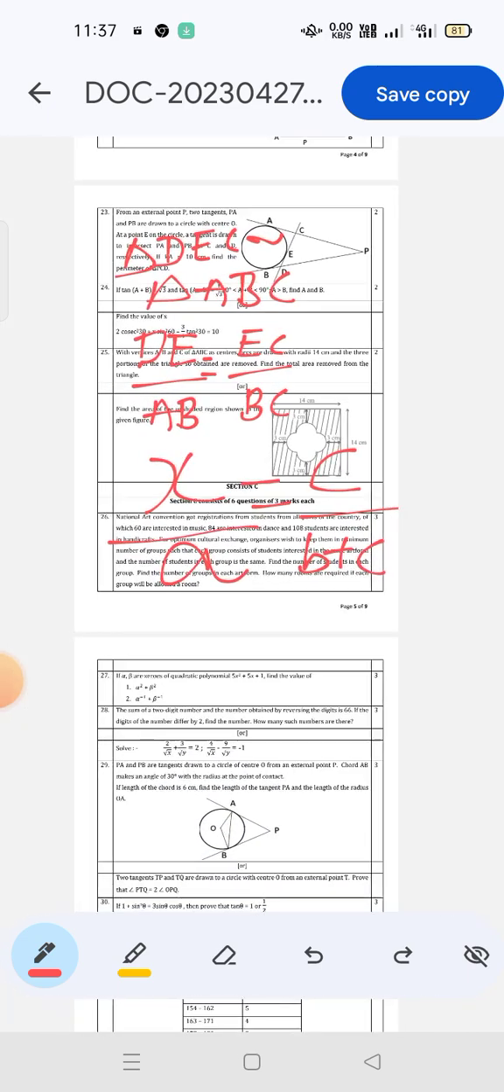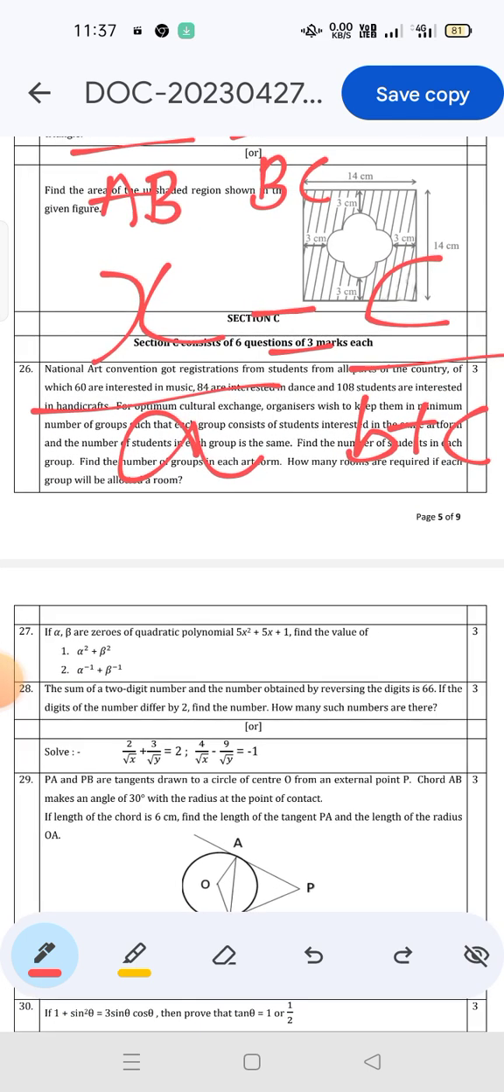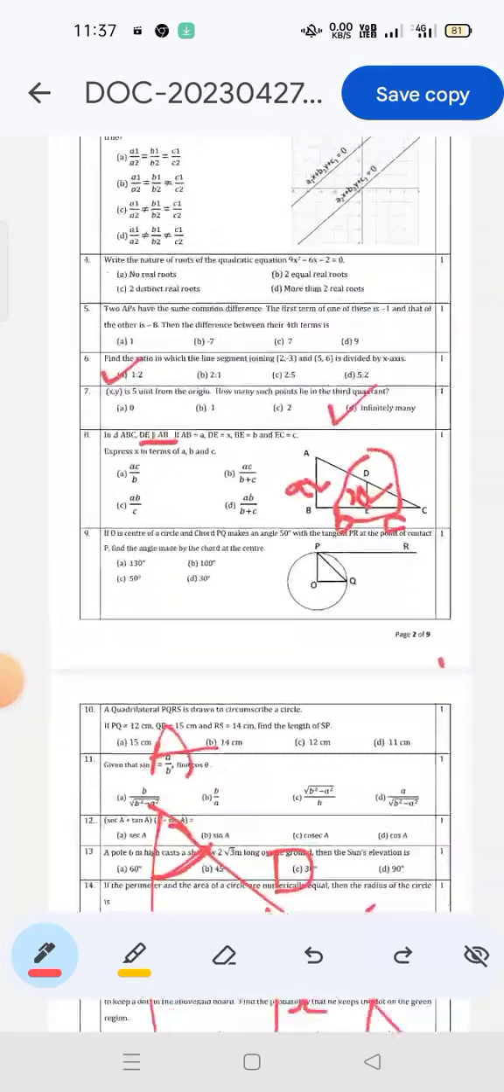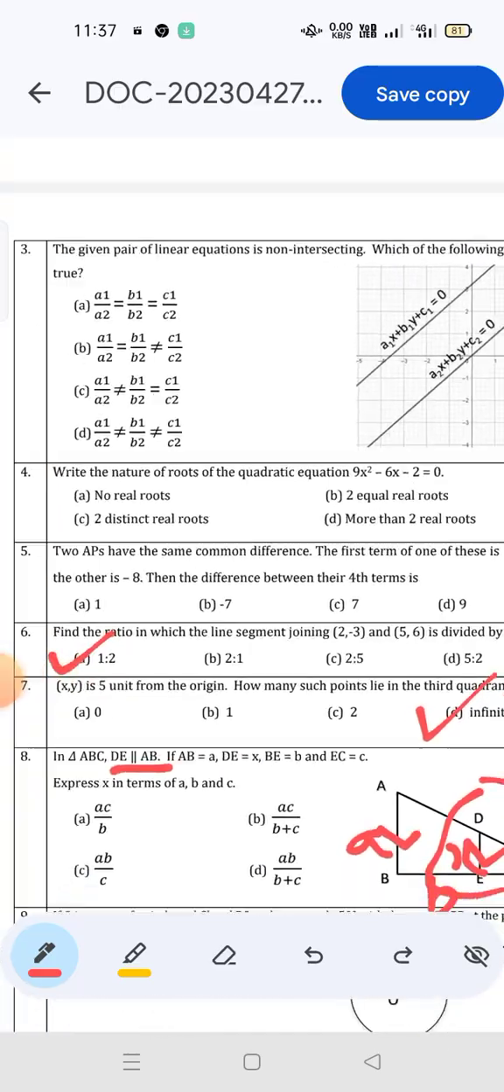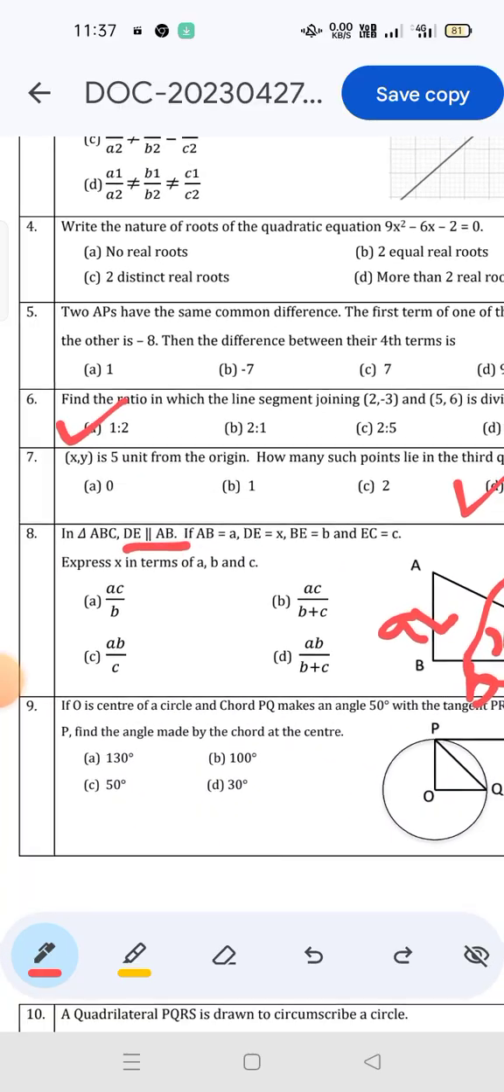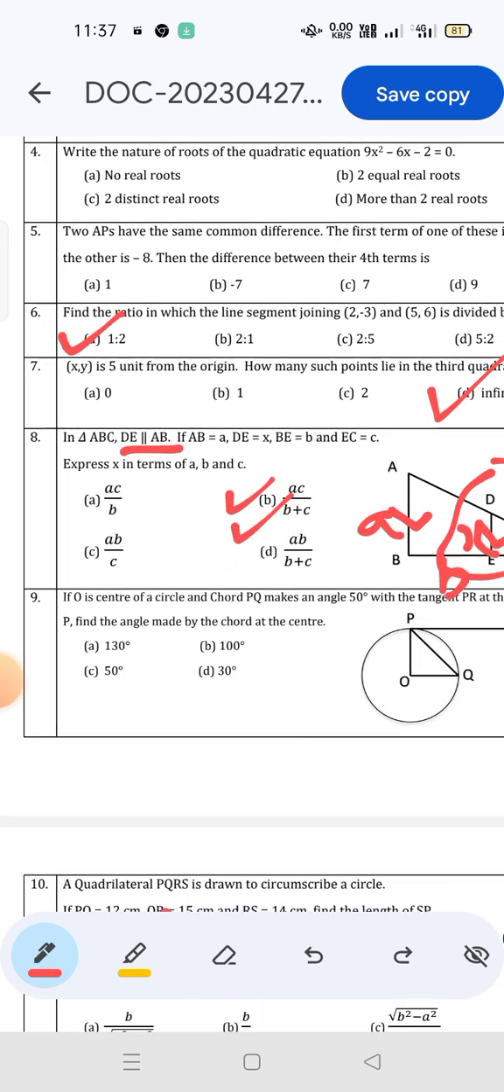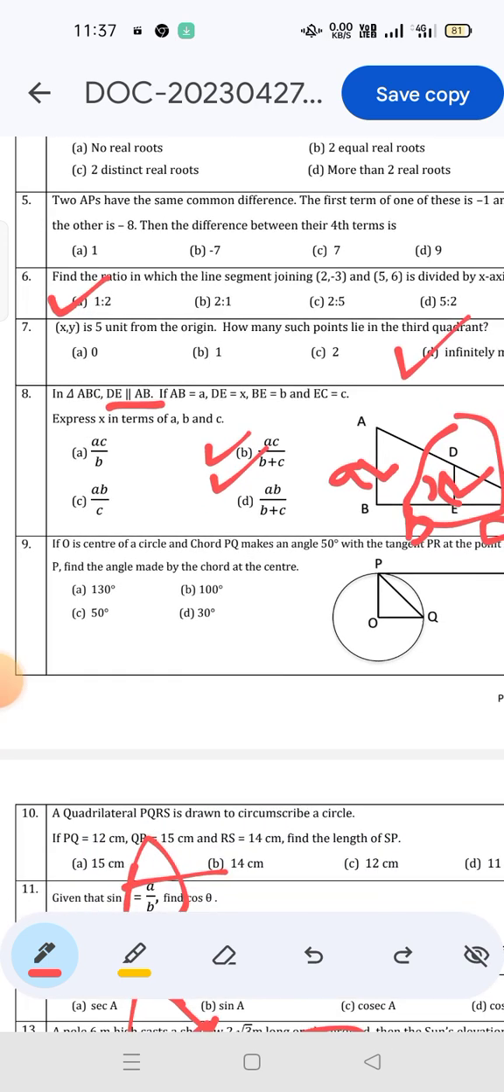Now we need to express X in terms of A, B and C. Cross multiply this A to the RHS, so it becomes AC by B plus C. In this way we can express X in terms of A, C and B. Now let's go back to the question and see whether we have the option X equals AC by B plus C. You can see that AC by B plus C is present in option B. So we can say that option B is the correct option for question 8.